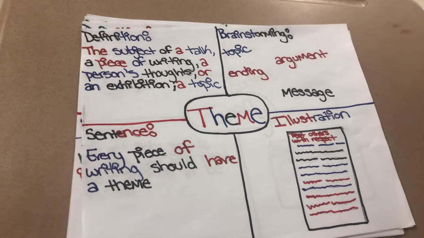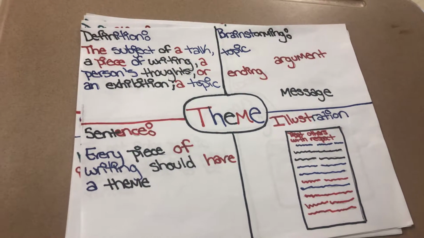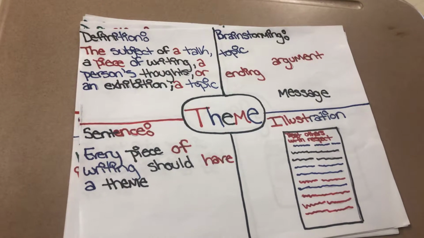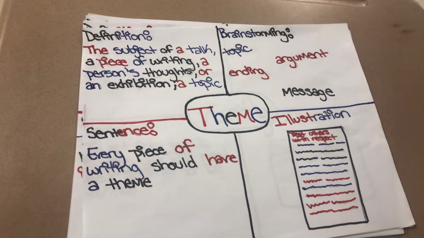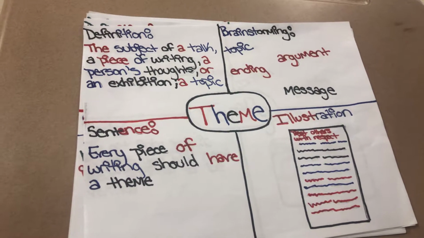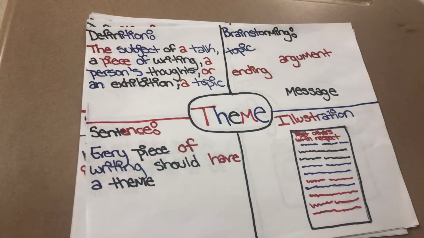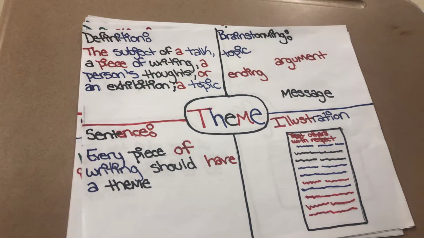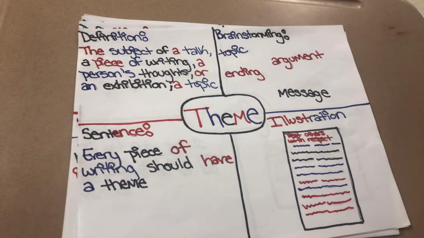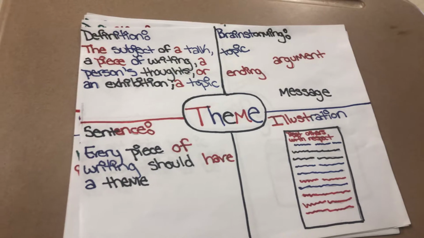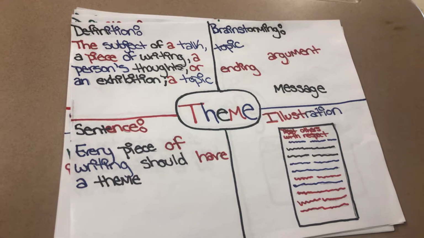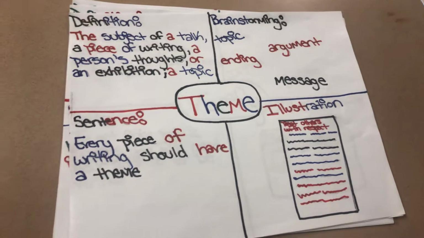The next word is theme. The definition is the subject of a talk, a piece of writing, a person's thoughts, or exhibition, a topic. The sentence is, every piece of writing should have a theme. The words we came up with were topic, ending, argument, and message. And the theme in our illustration is to treat others with respect.